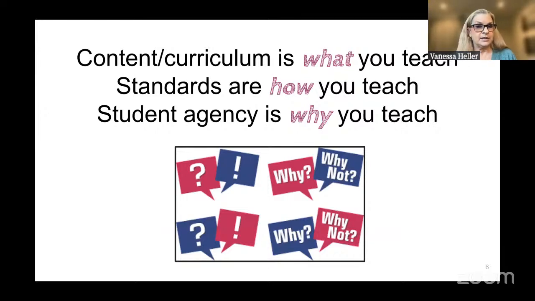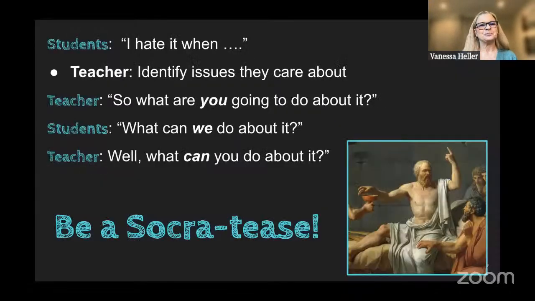We are given content to teach. That's what we teach. How we teach it is dictated by our standards and frameworks, but student agency, helping these students become civically minded change agents. That is why we teach. And if that's not why you teach, I want you to think about it. But I think you're here for a reason.